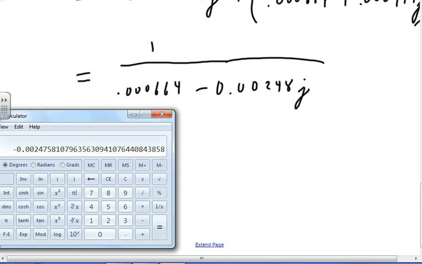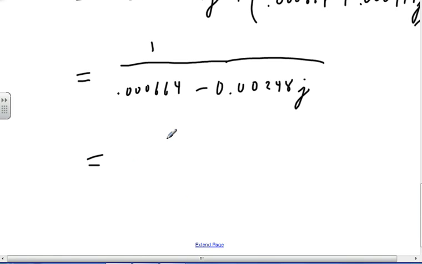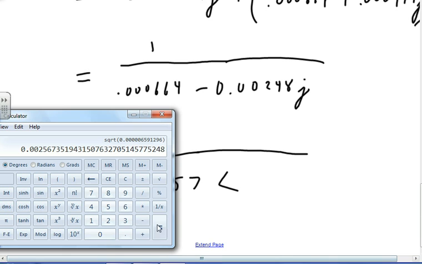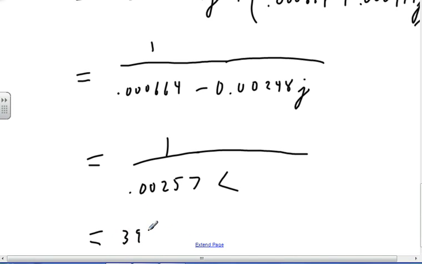Alright, now I'm going to find the magnitude. 0.000664 squared plus 0.00248 squared equals, square root, 0.00257, and then we're going to find the angle. Okay, before we do that, we're going to hit the 1 over key. 398.5. We'll call it 390. So we're going to call this 390 ohms, angle.